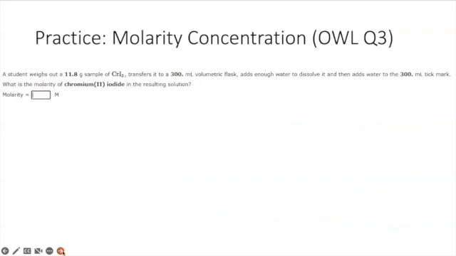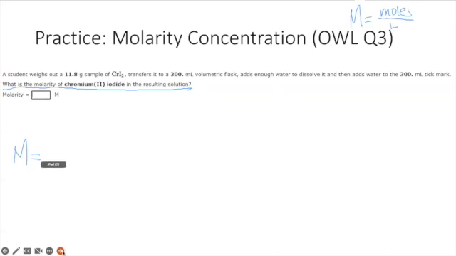So let's do now a practice problem. Again, this is calculating molarity. This question is asking, what is the molarity of chromium iodide of the resulting solution? Just a reminder, molarity is big M, which is moles over liters. A student weighs out 11.8 grams of chromium iodide and transfers it to a 300 milliliter volumetric flask and adds enough water to dissolve it. It's repetitive.